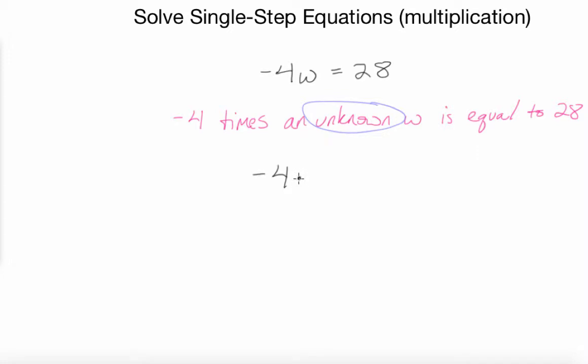I'm going to even write it in an expanded form. Negative 4 times w equals 28. I'm going to draw my line down because I'm going to be doing stuff to both sides, and my goal is to get that w all by itself and find out, well, what does it equal? I got to isolate it. So remember when we did addition and subtraction, we talked about, well, what is the opposite? How do I undo subtracting something, undo adding?